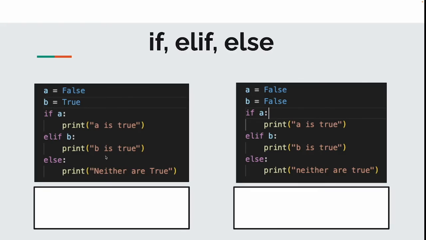So let's check the output. B is true. Now we are setting both of them to false. Same code, and then output: neither are true. So else is what you want.